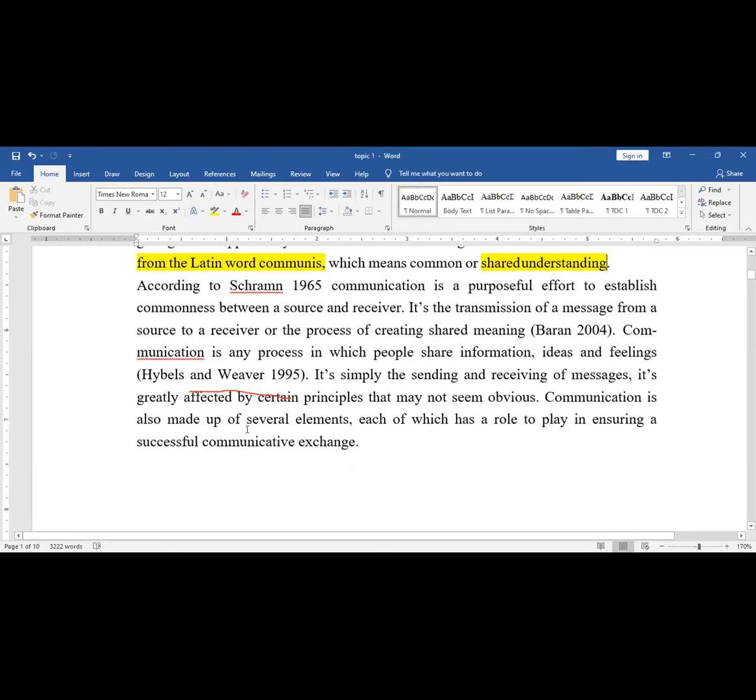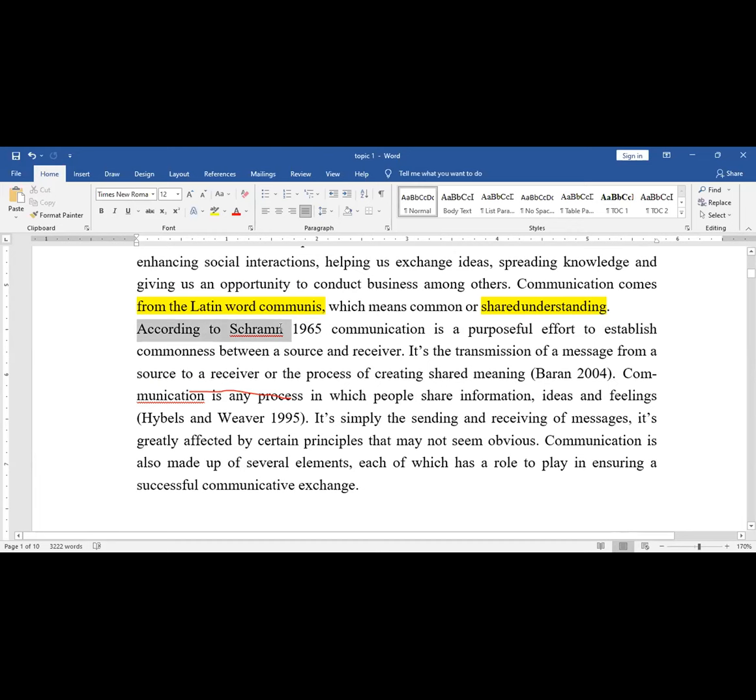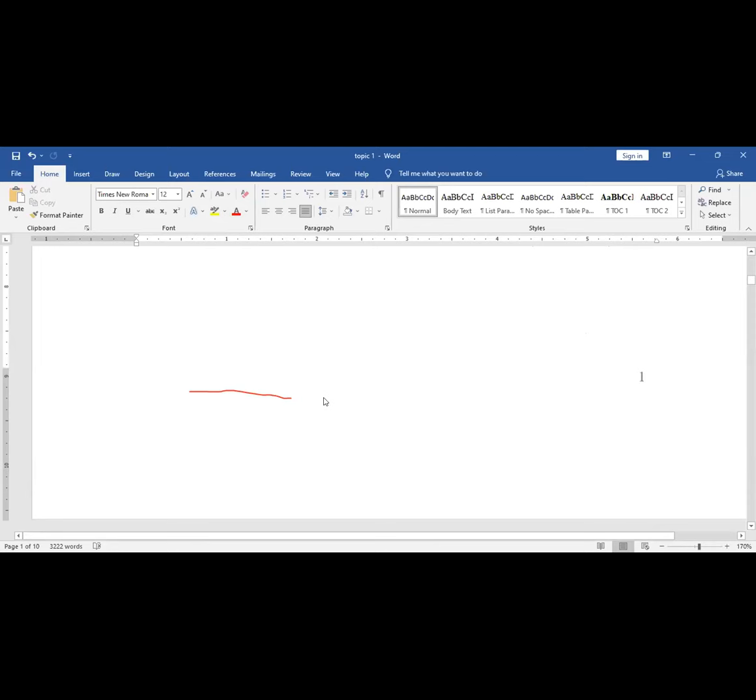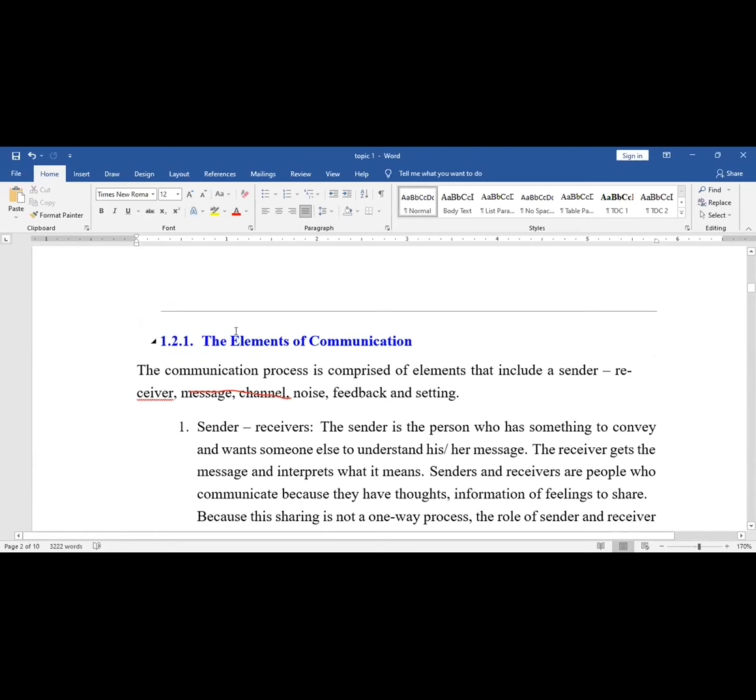So there are various scholars who are explaining about communication. There is what we call Schramm. There is also Hyperbells and Weaver. There is Baran, 2004. And you can read more about what is communication. So let's go to other things. We call them elements of communication. Let's look at elements of communication.